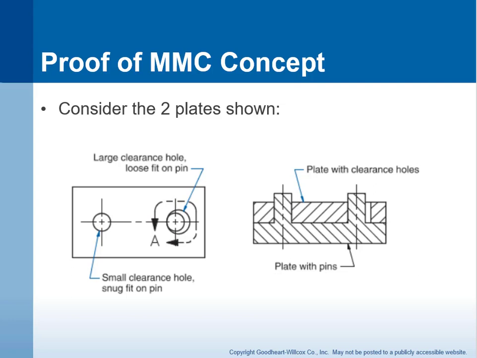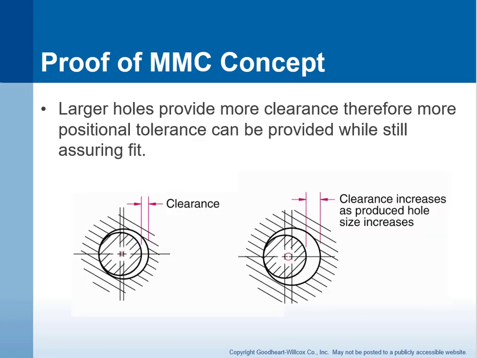Number 4, provide examples that prove the validity of the MMC concept as it applies to positional tolerance. I guess what we're saying here is that we have these two plates shown. We have a plate with pins, and then we have a plate with clearance holes. We have a small clearance hole, snug fit on the one pin, and then we have a large clearance hole and a loose fit on the other pin. Now, the larger holes provide more clearance, therefore more positional tolerance can be provided while still assuring the fit.